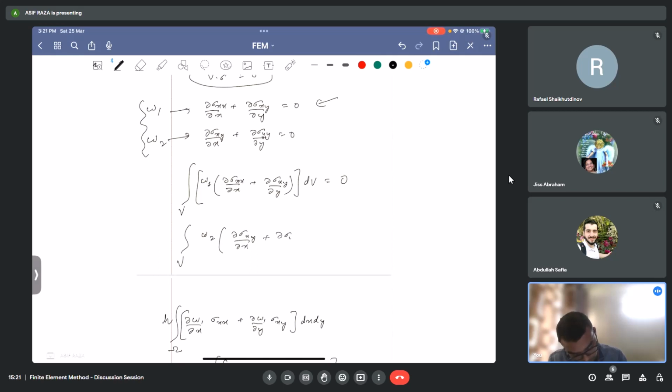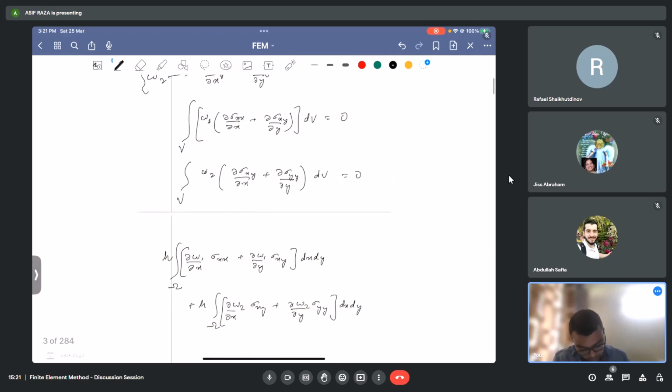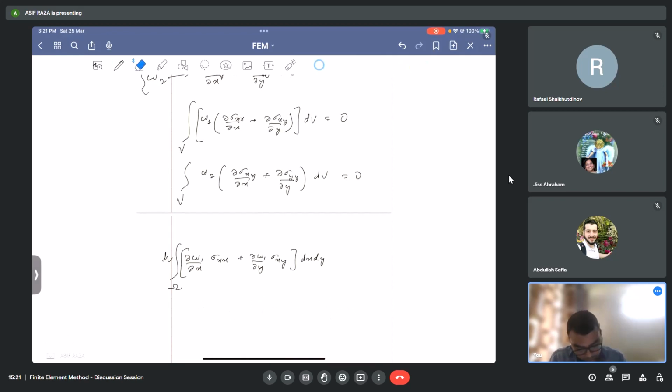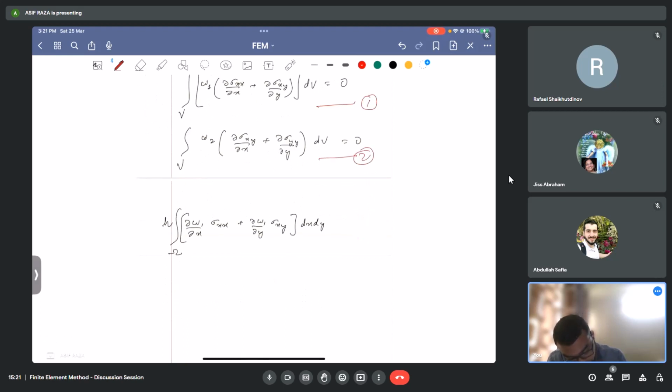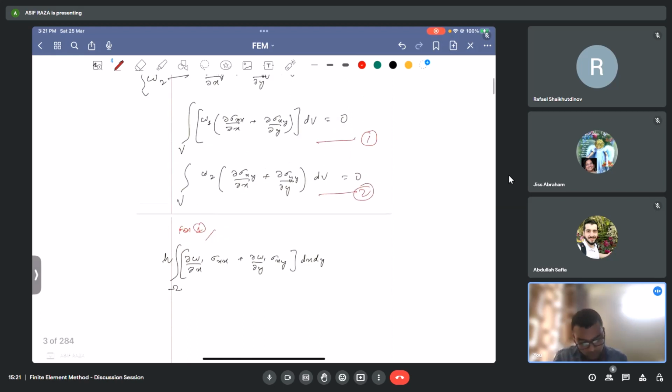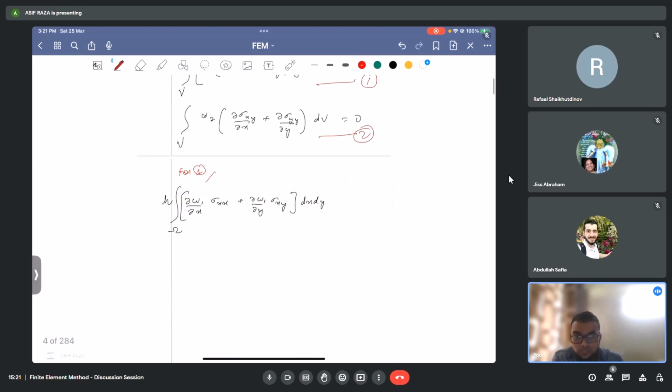Plus del sigma yy by del y, dv equal to 0. This is the second. So okay, let's complete this, right? Equation 1, equation 2. So for 1, it will be something like this. So these are like the transference of the boundary integral.